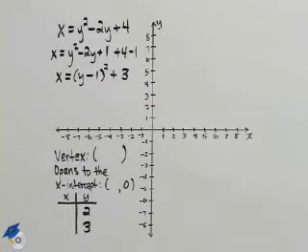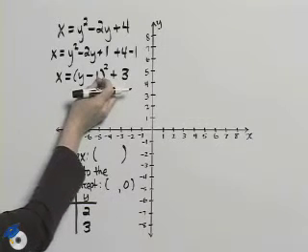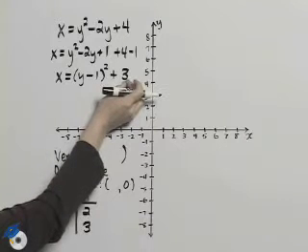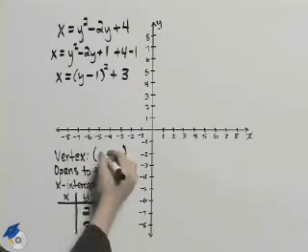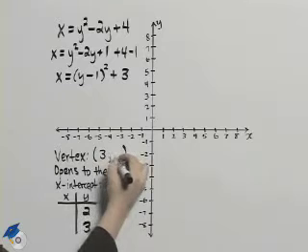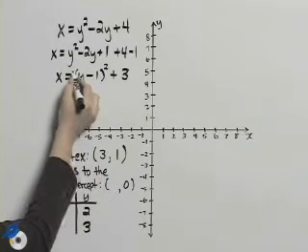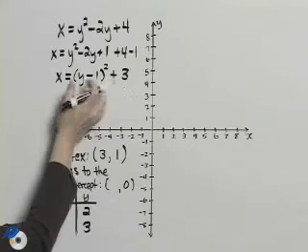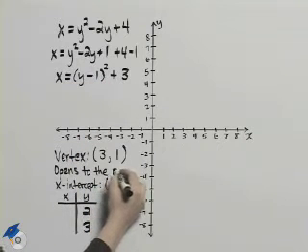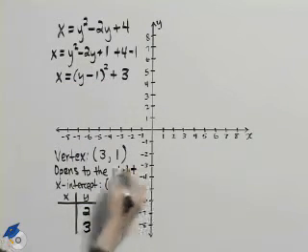plus 3. When the equation is written in this form, this is your k value, and this is your h value. So the vertex is at 3, 1. Now, other information that's useful to know when you graph, because the number in front of the squared term is positive, we know the graph opens to the right.